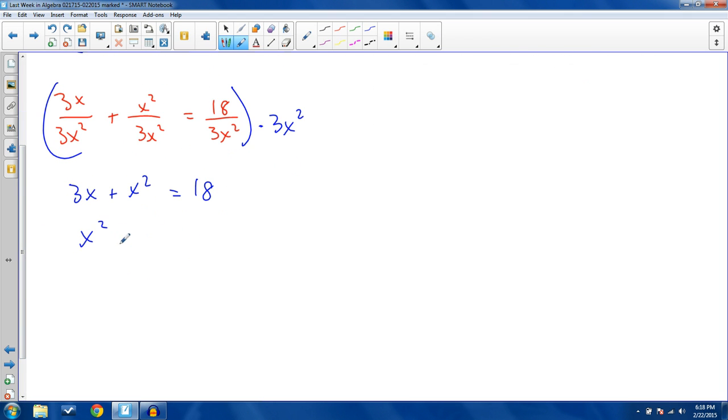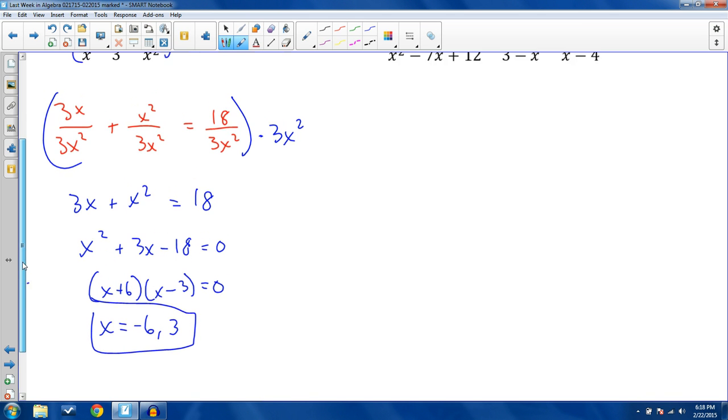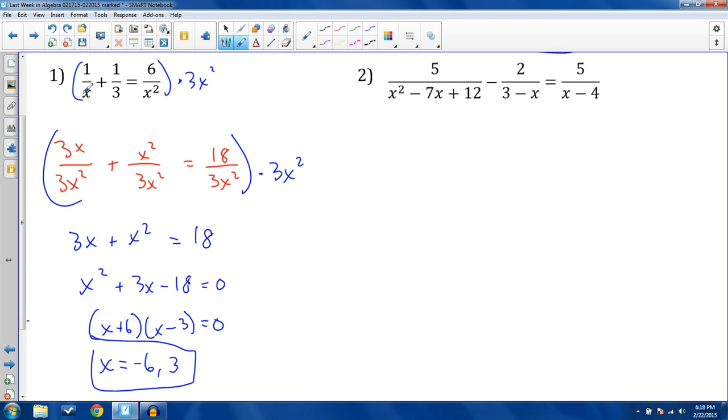Anyway, let's go ahead and solve for x. Going to subtract 18. And I'm going to get x plus 6 times x minus 3 equals 0. So x can equal negative 6 or 3. I want you to double check and make sure that both of these solutions work and that you don't end up dividing by 0 somewhere. We don't. If you plug in negative 6 or 3, we're good to go. So this one is good.